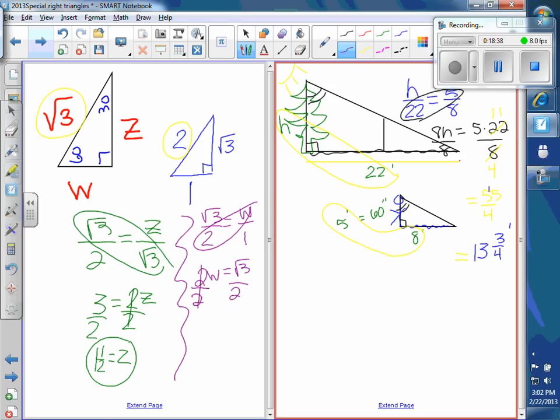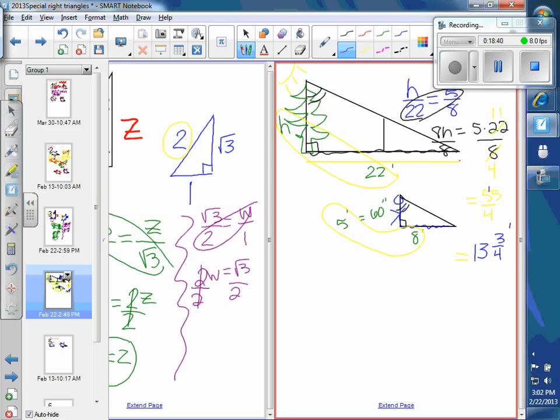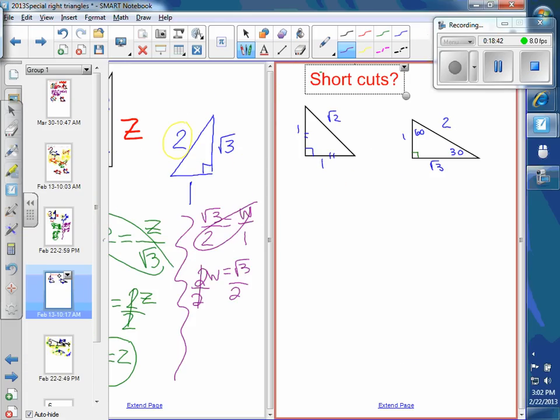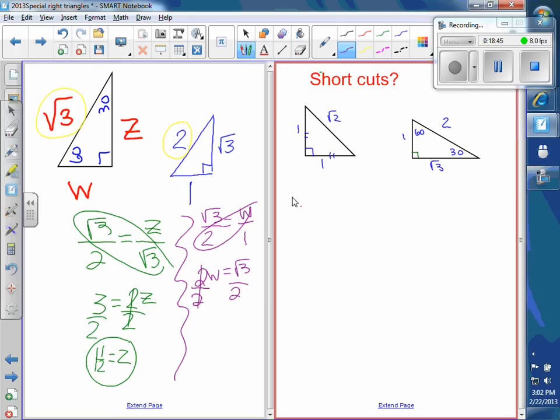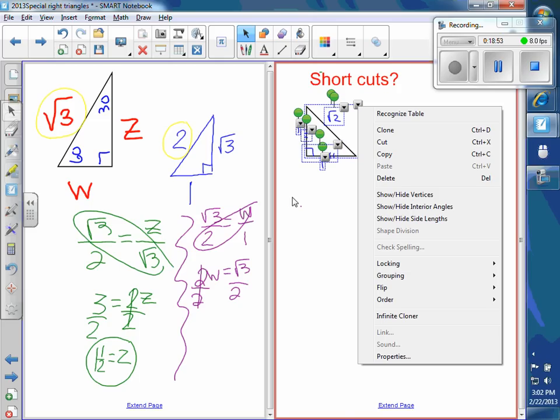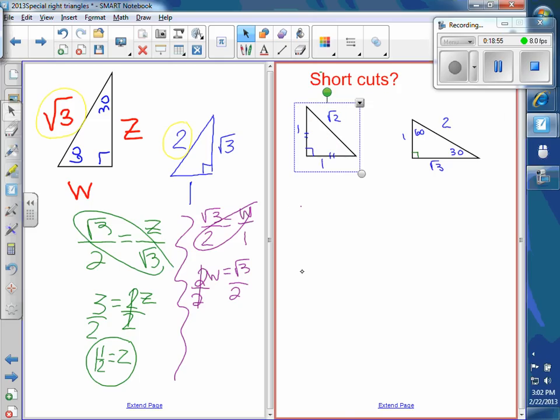So I'm going to talk about some shortcuts. We haven't even talked about the 45-45 triangle yet. So let's, hey, that one didn't get all grouped together. While I'm grouping this, why don't I need the 45-degree angle in this triangle? Yeah, Jacob? Because you have the isosceles markings. Right, because it's isosceles and right, that's another way to show both angles would be 45.